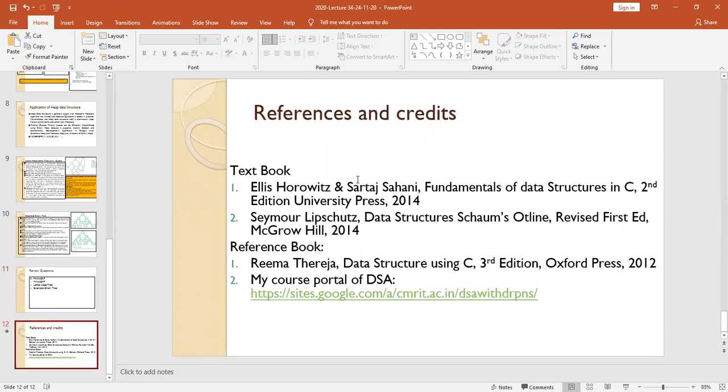And these are the books we have referred to for this particular heap sort technique. I hope you understood this particular lecture. So this is up to today's class.